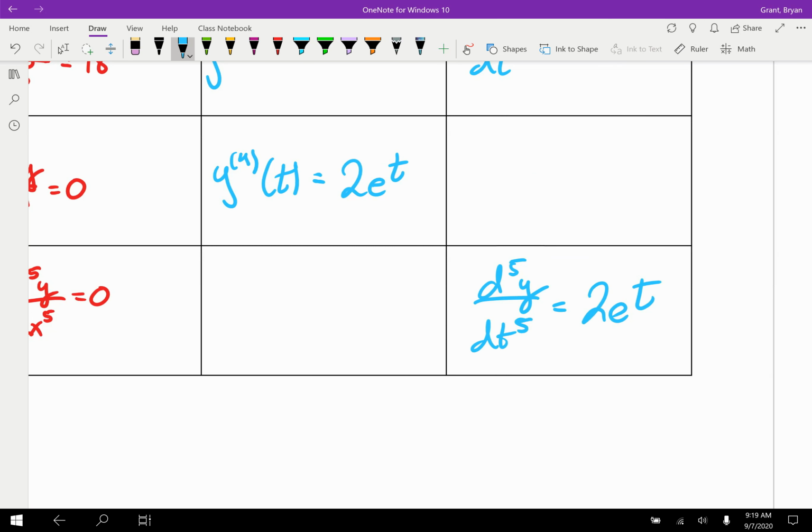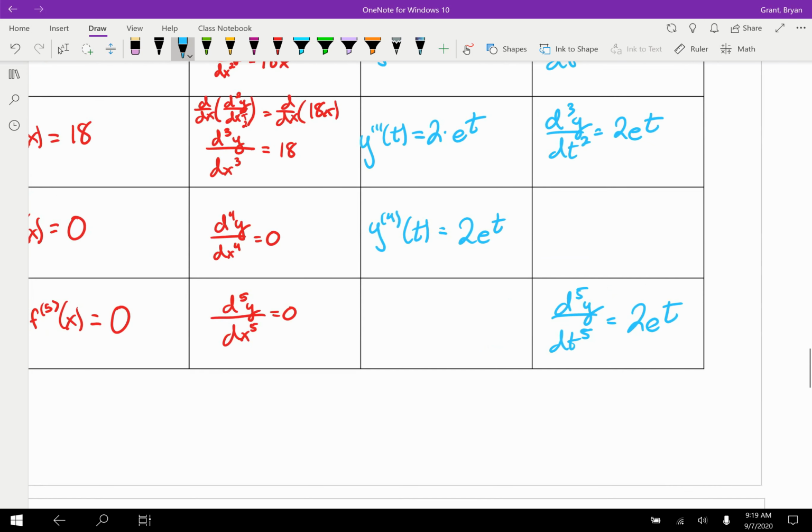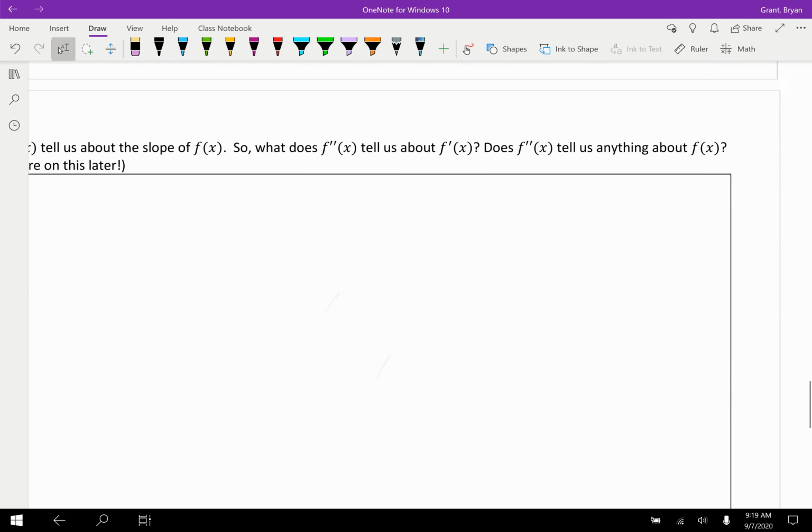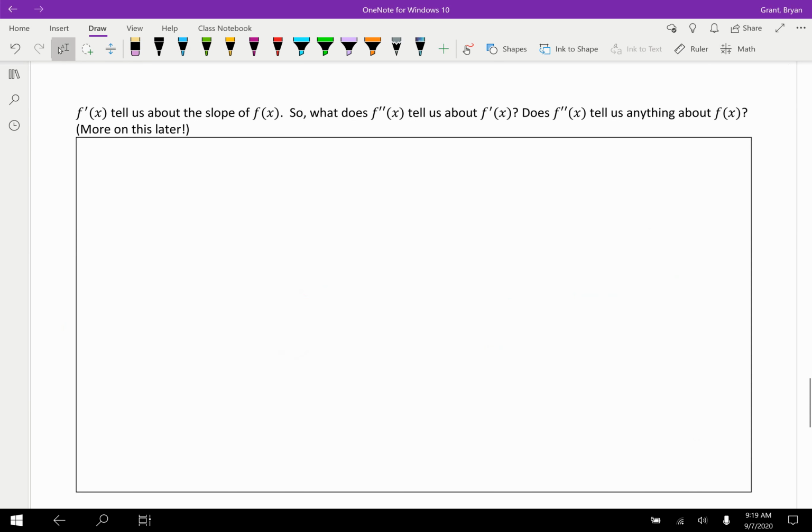And in fact, it has an infinite number of derivatives that never become constant, because e to the t is just that cool. Now, we took the derivative of all of these, but we didn't really say what they described. So what do you think they tell us about the function? Because they all have to tell us about f of x. The whole point of taking derivatives is to better understand f of x.